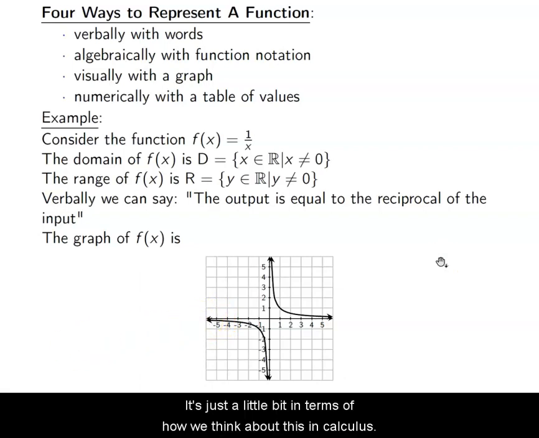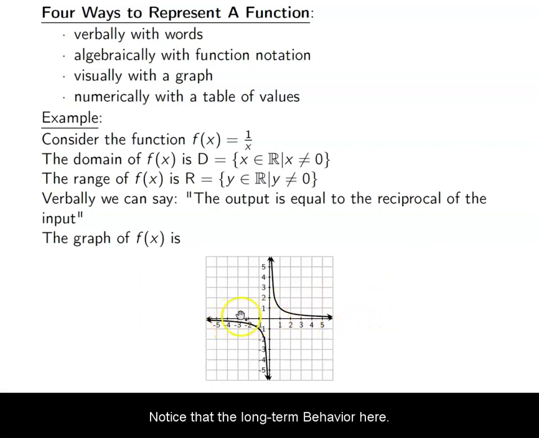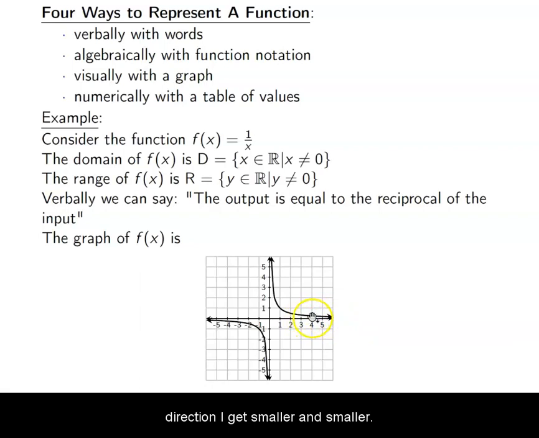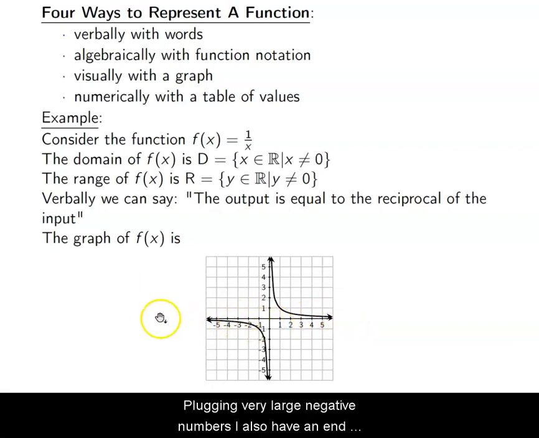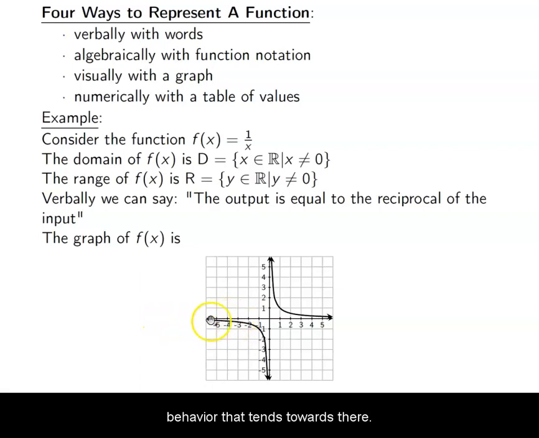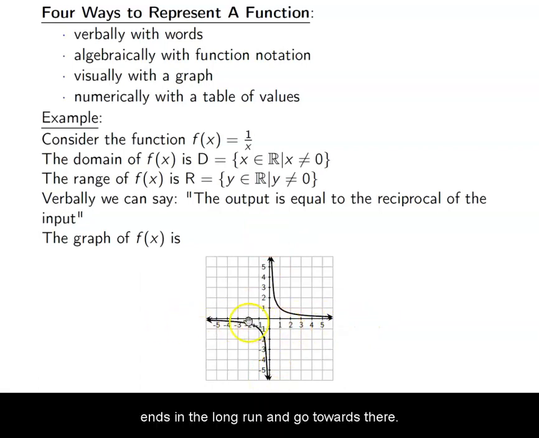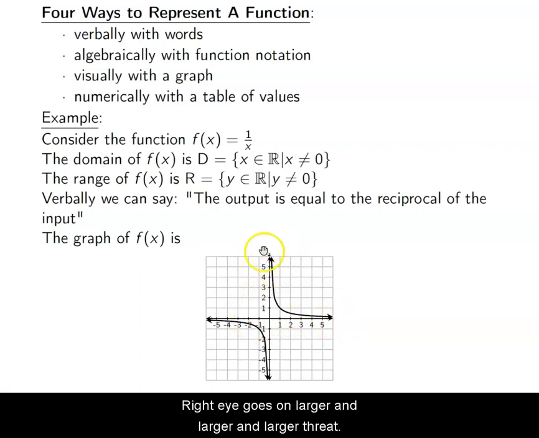To talk about this just a little bit in terms of how we think about this in calculus, notice that the long-term behavior here is 0, right? As I plug in very large values in this direction, I get smaller and smaller. I get closer to 0. When I plug in very large negative numbers, I also have an end behavior that tends towards 0. I have a vertical asymptote here, right? As I get closer to 0 for my inputs, my function goes either towards infinity or towards negative infinity, right? Here we say the horizontal asymptote is 0 because on both ends, in the long run, I go towards 0. Notice there's no max value, right? It goes on larger and larger and larger forever.